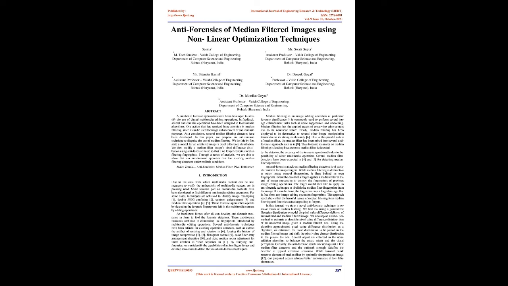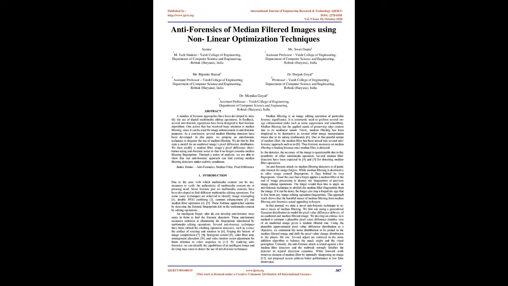1. Introduction. Due to the ease with which multimedia content can be edited, measures to verify the authenticity of multimedia content are in pressing need. Some forensic techniques on multimedia content have been developed to find different multimedia editing operations. For example, techniques have been developed to identify image resampling 1, double JPEG compression 2, contrast enhancement 3 and median filter operation 4, 5. These forensic approaches operate by detecting the forensic fingerprints left in the multimedia content by editing operations. An intelligent forger, however, can develop anti-forensic measures in order to fool the forensic detectors. These anti-forensic measures aim at eliminating the fingerprints introduced by multimedia editing operations.